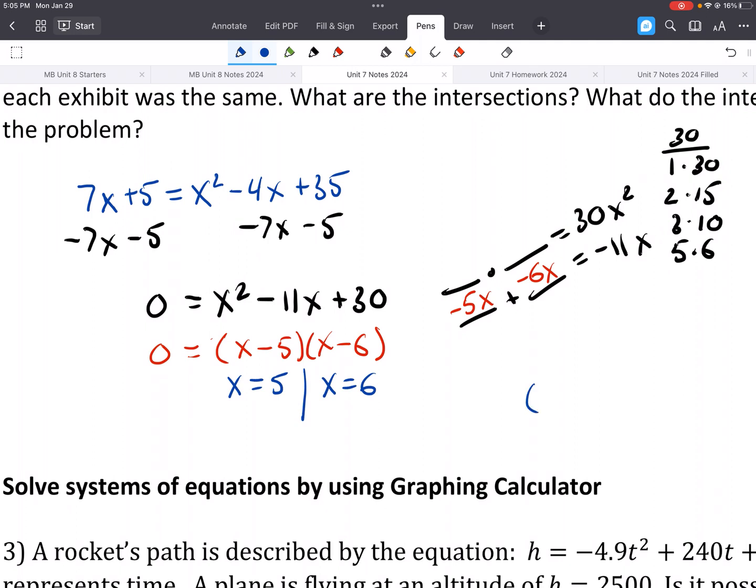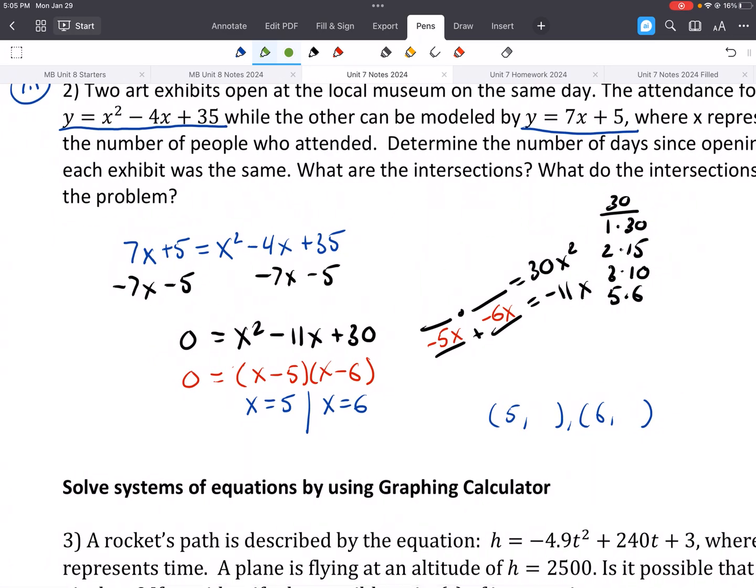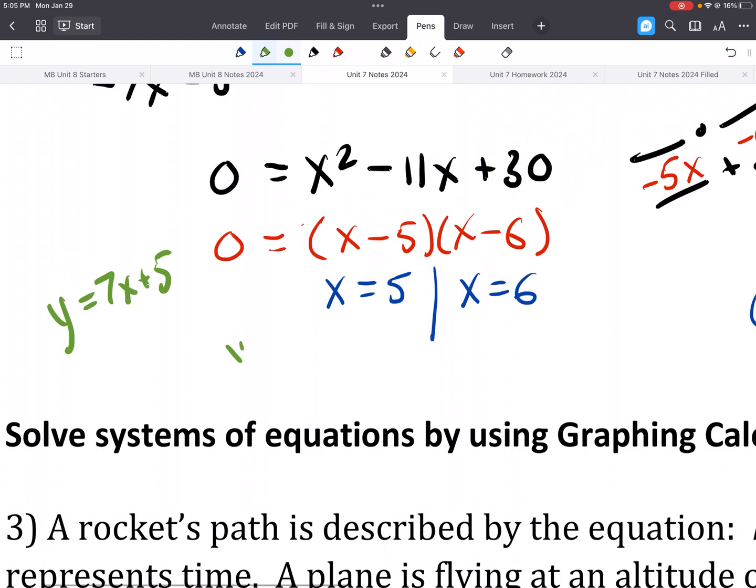So again, our answers would be 5 comma something and 6 comma something. If you have an x and you need to find a y, then we can plug it into one of the two equations. So I'm going to use the easier one, the y equals 7x plus 5. So we'd get y equals 7 times x. So for this example, we'll do x is 5, plus 5. So that should be 40. And then we'll do it when x is 6.